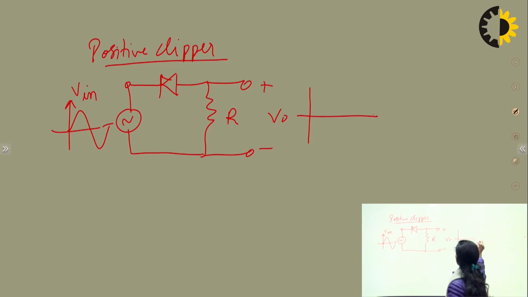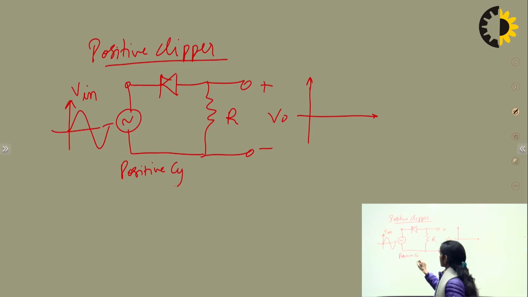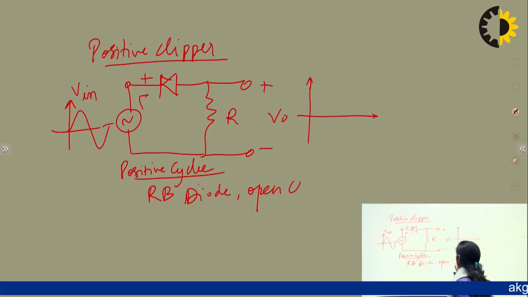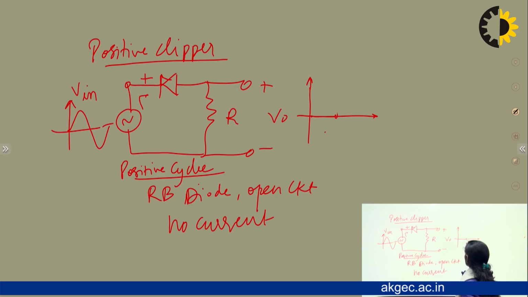How do we get the output? In the same way as we studied in the rectifier circuit. First, for the positive cycle, the diode will be reverse biased. A reverse biased diode is treated as an open circuit, so no current flows and the output will be 0. We get output 0 for the positive cycle.